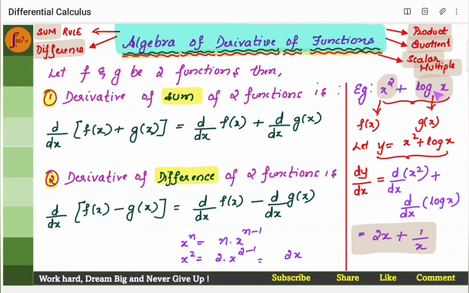Now here there was addition. Similarly, you can have subtraction also. Instead of plus, you could have minus. So that's what we're telling here. d by dx of f of x minus g of x is d by dx of f of x minus d by dx of g of x. These are two separate functions. This is one function. This is one function. You find the derivatives separately.